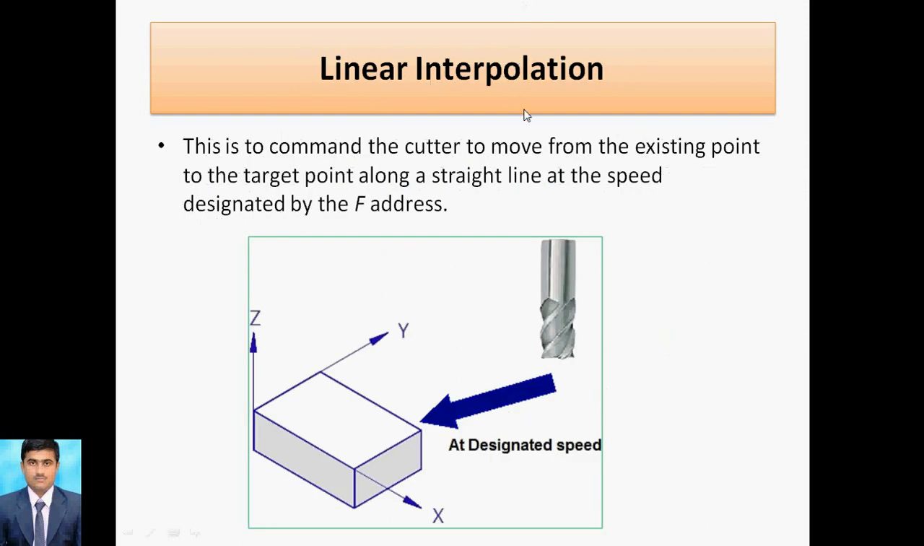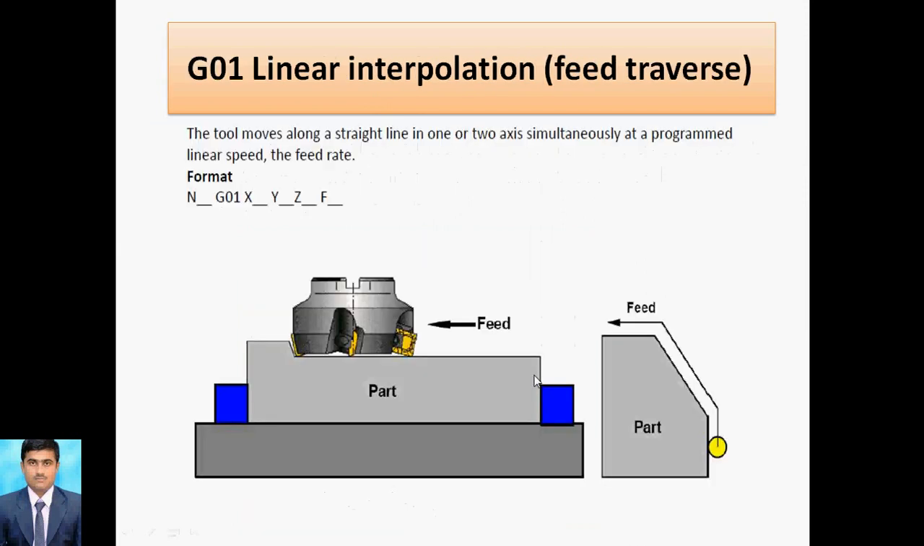The next is linear interpolation. In linear interpolation, the cutter moves from the existing point to the target value along a straight line. Here the tool is in contact with the workpiece, so we use the code G01. The tool moves in a controlled manner. With G01, the tool moves in a linear motion, called straight line motion, and it is possible in two axes simultaneously.